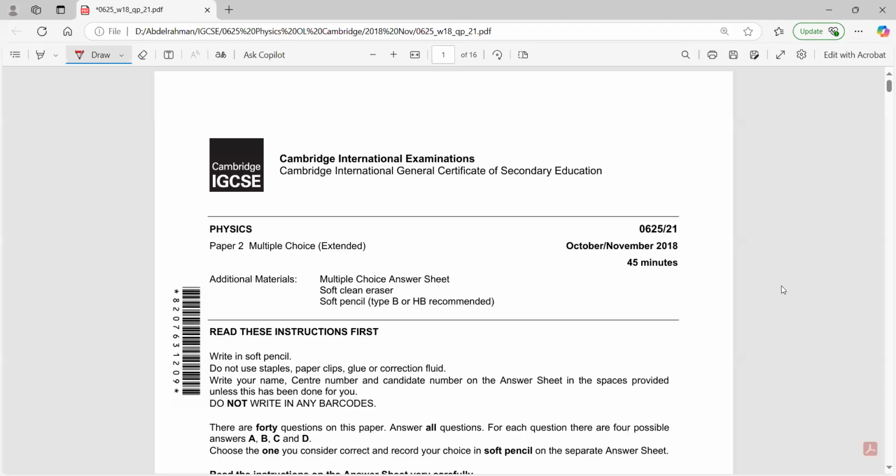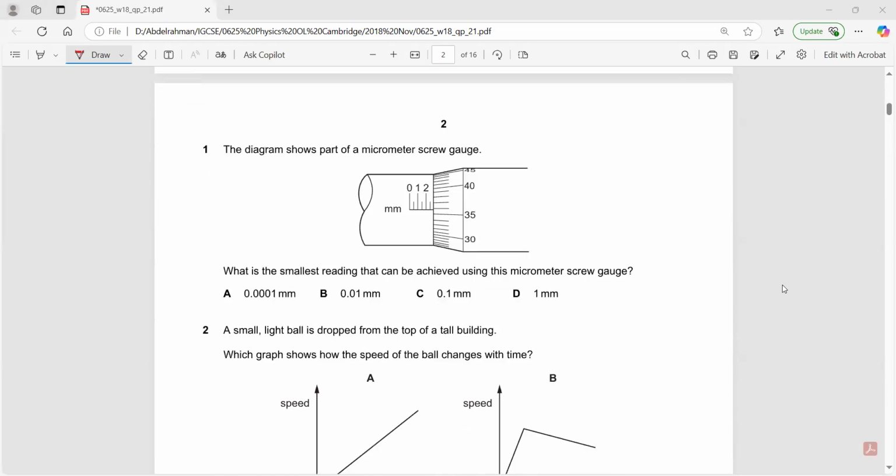Okay, November 2018, paper 2, variant 1. Question 1 is asking you about a micrometer screw gauge which has been removed from the syllabus, so you can just cancel out this question.